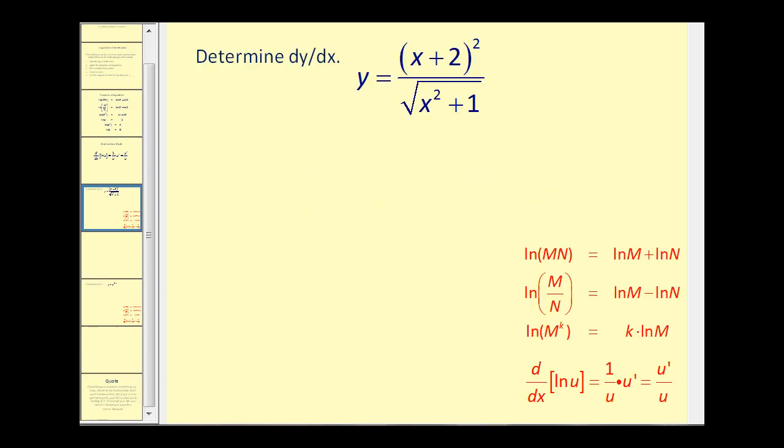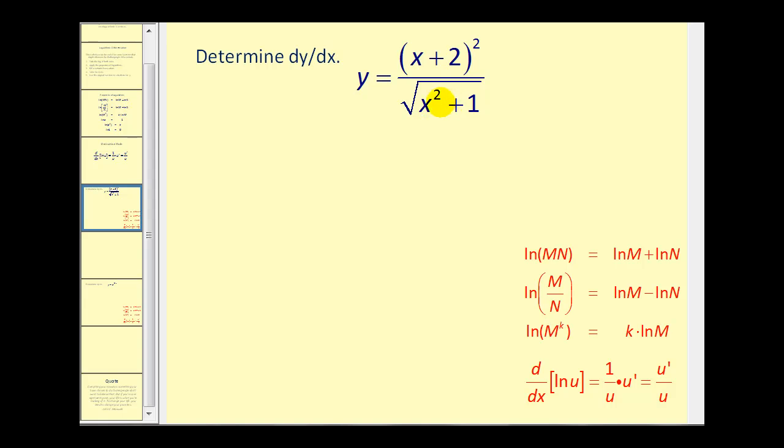Okay, so let's take a look at a couple examples. We want to find dy/dx. Now this is an explicit function, but in order to find the derivative using the quotient rule, we'd also have to apply the chain rule, and it would be very challenging to keep all of that straight. So we'll apply logarithmic differentiation on this function to find its derivative.